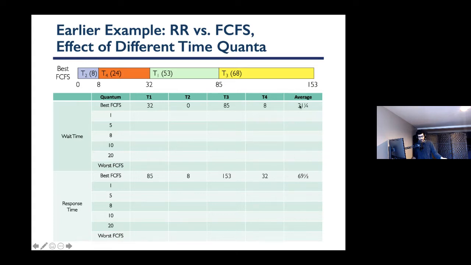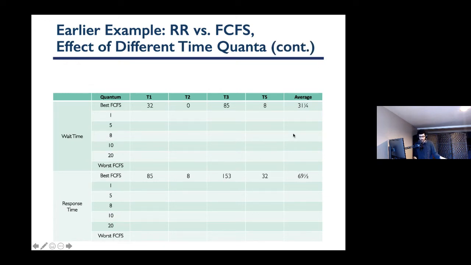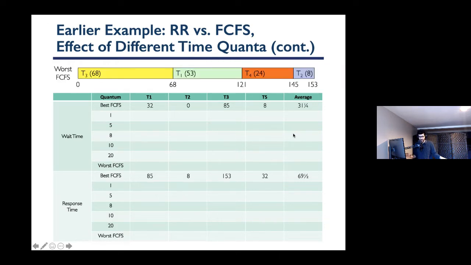And the average response time is 31 and 1/4. Sorry, this is average wait time, and this is average response time. So you can do the math yourself. So this is best case. Now, what is worst case FCFS? So worst case FCFS is if the tasks come in the reverse order, in which case the waiting time for the worst case is 83.5, and the worst case response time is 121. So you can see the huge difference between best case and worst case FCFS.